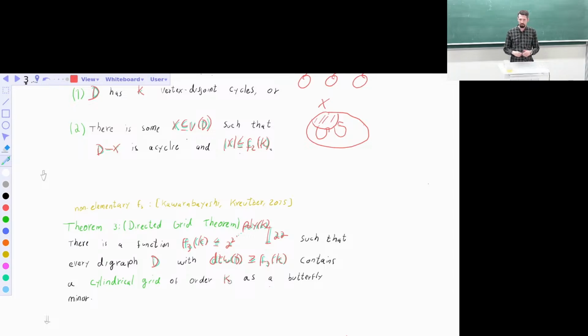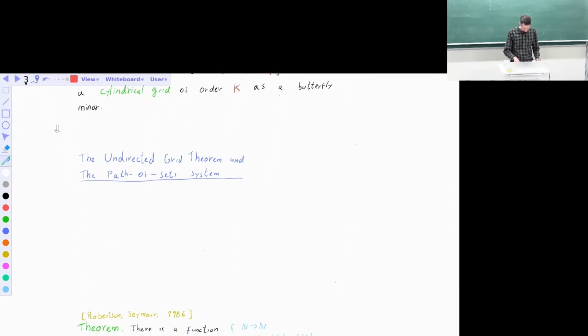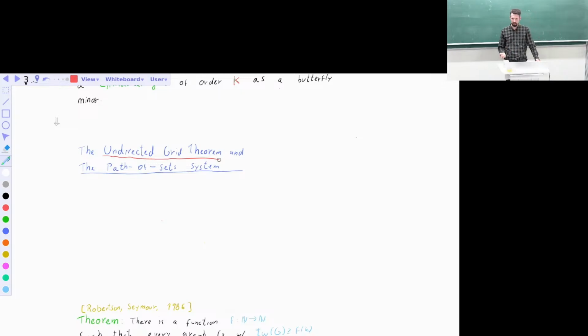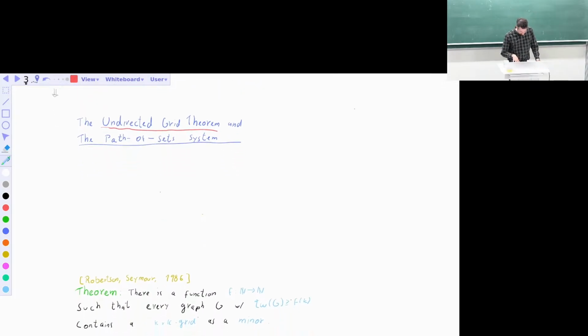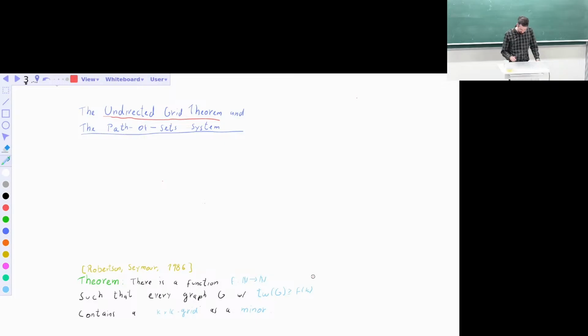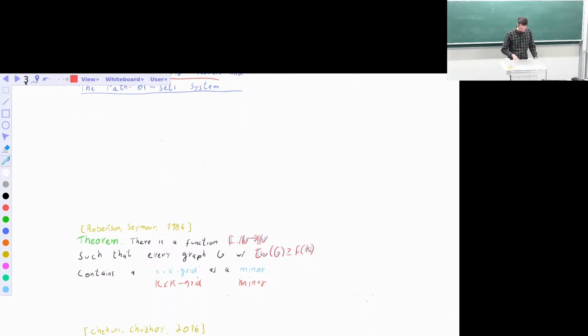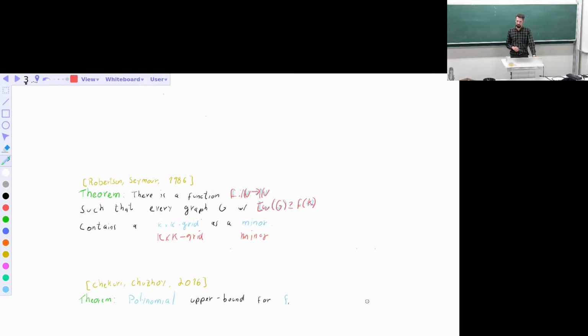Okay, so before I tell you how we did this in our proof, I would like to briefly talk about what happens in the undirected setting. There is also a grid theorem for undirected graphs that came before the one for directed graphs. And that's one of the results of the Graph Minors series by Robertson and Seymour. What they showed is that there is some function f such that every graph with undirected tree width sufficiently large contains the k by k grid as a minor. Originally the function was very large, but this was improved a few years ago by Chekuri and Chuzhoy to a polynomial function.